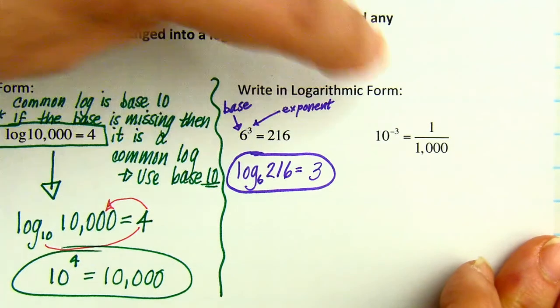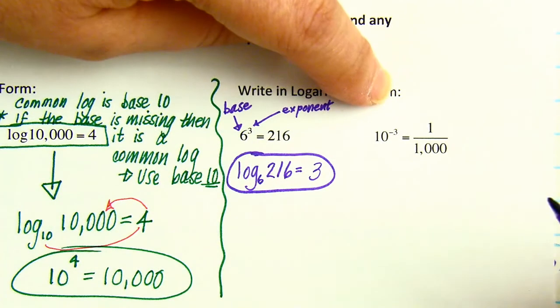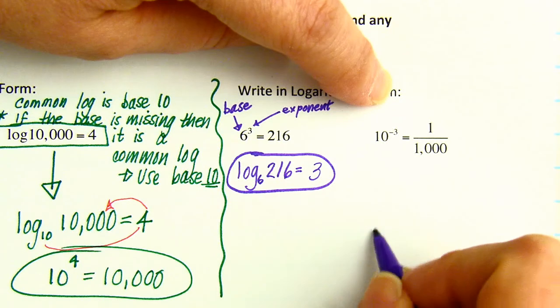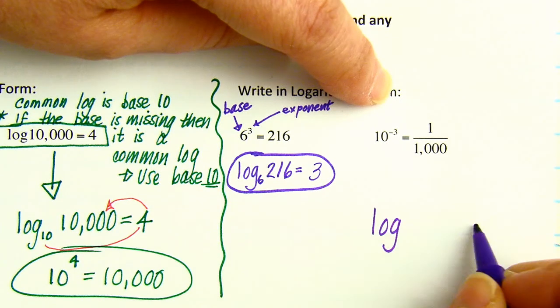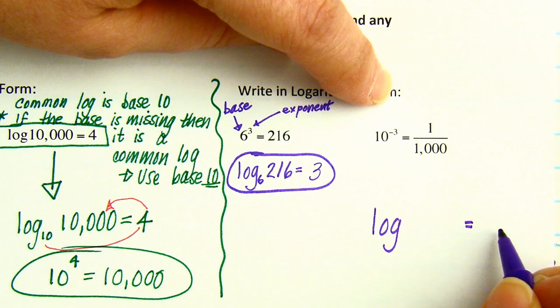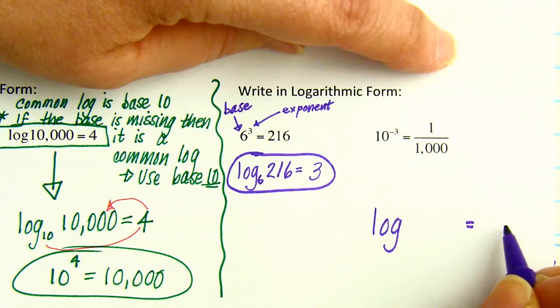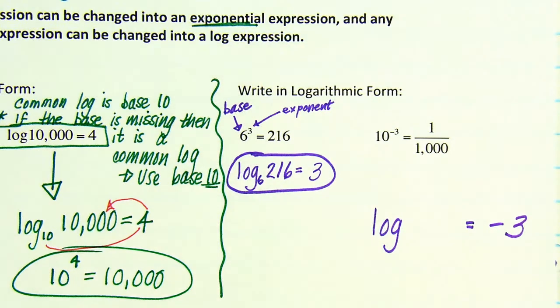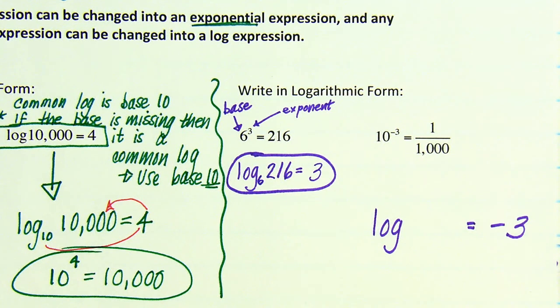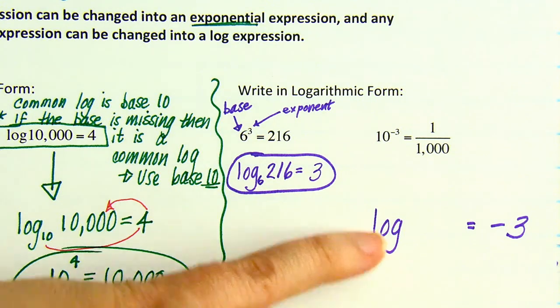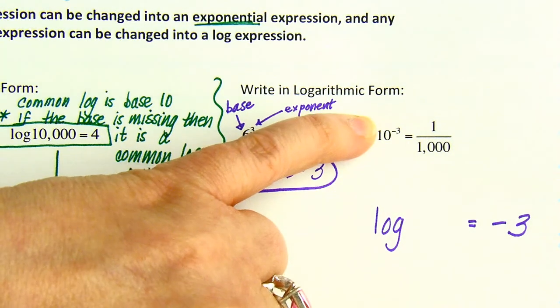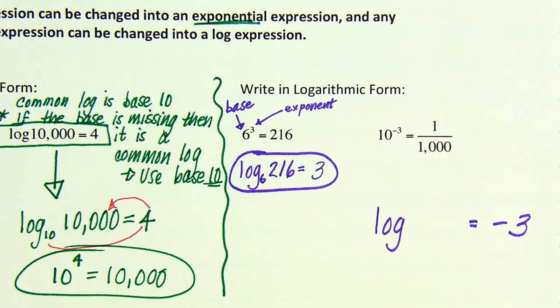All right, this last one. Log is exponent. Pick up the exponent right away. What is the exponent? The exponent is -3. So I'm setting this equal to -3. Take care of that right away. What's the base? The base is 10. This is common log. We do not write the base when it is 10. Okay, it would be improper to do that.